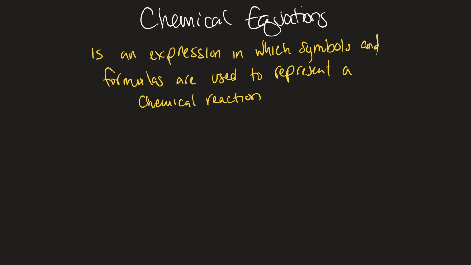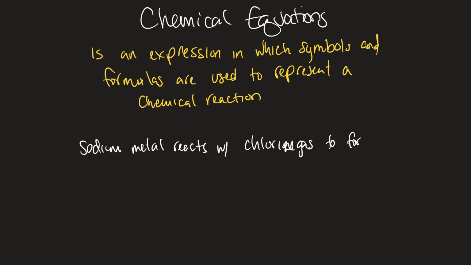So, for example, we can write: sodium metal reacts with chlorine gas to form sodium chloride salt. All right. That's long, right? Can you imagine writing that out for every chemical reaction? So we use what we call chemical equations.